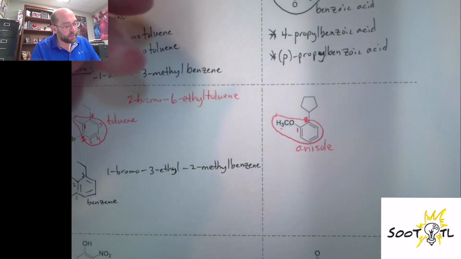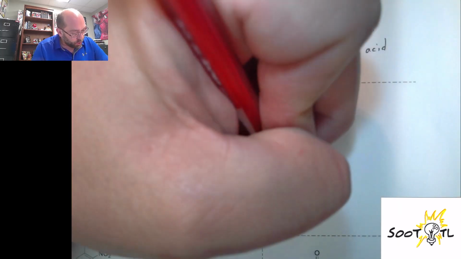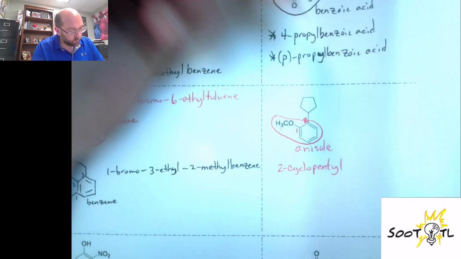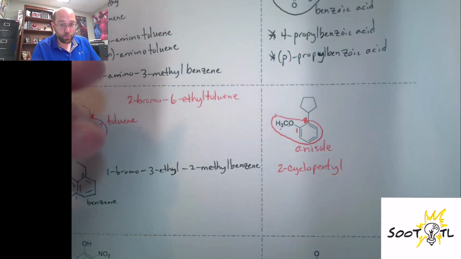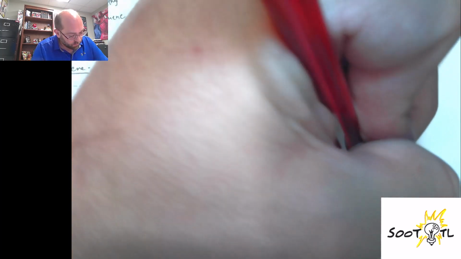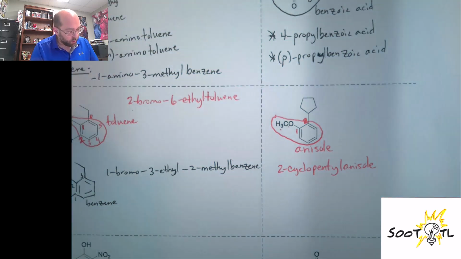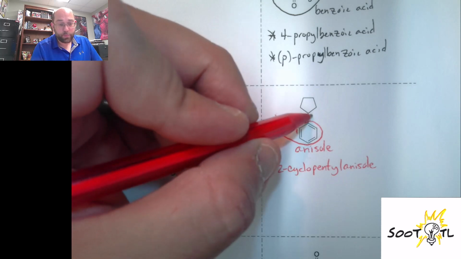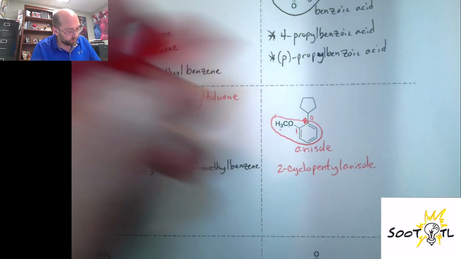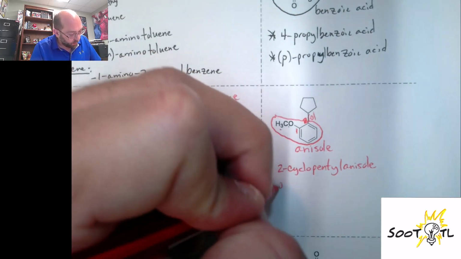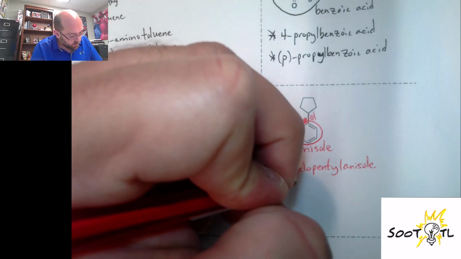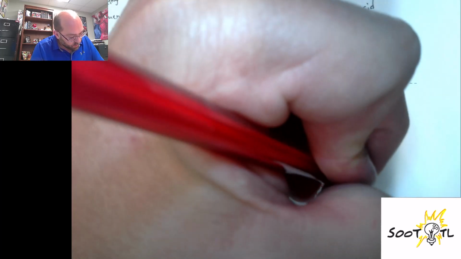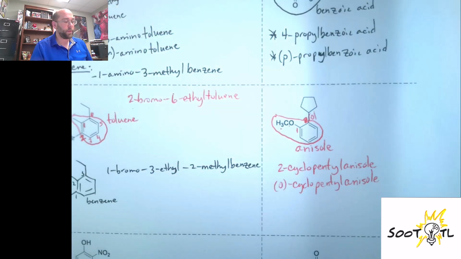Alright, so that means you could name this either 2-cyclopentyl, because that's a cyclopentane, 2-cyclopentyl anisole, or we can use the ortho-meta-para naming because it's only 2 groups. So this would be the ortho position, so O for ortho. So we could call it O-cyclopentyl anisole.